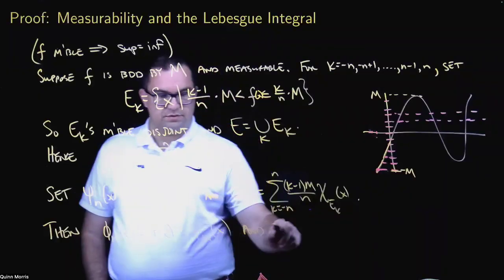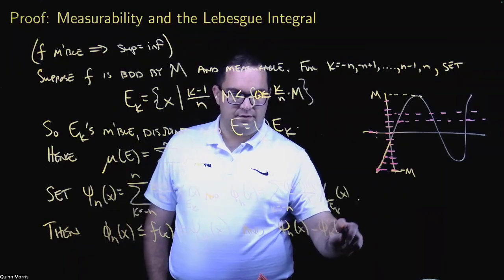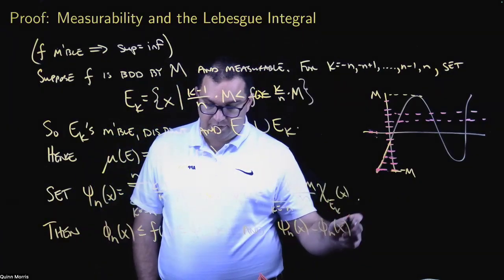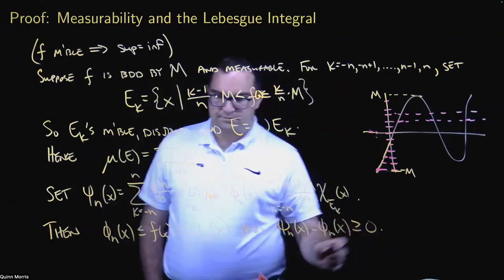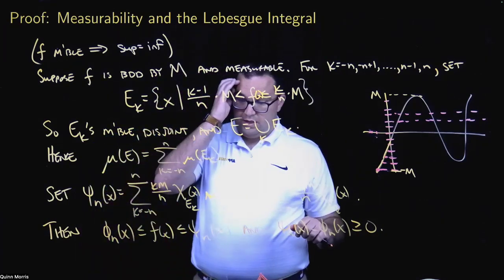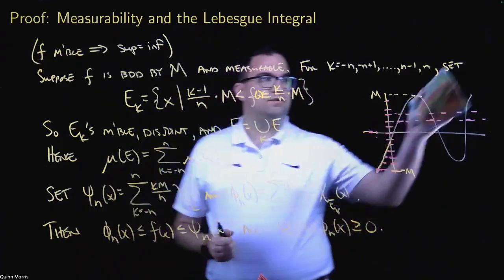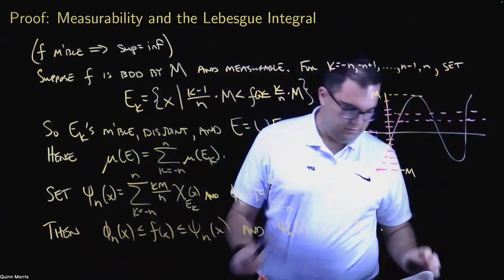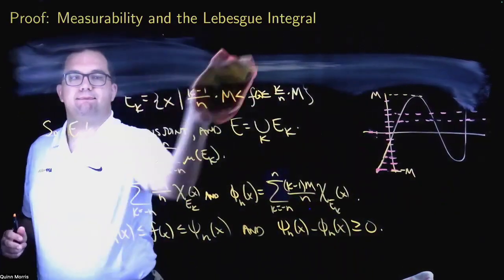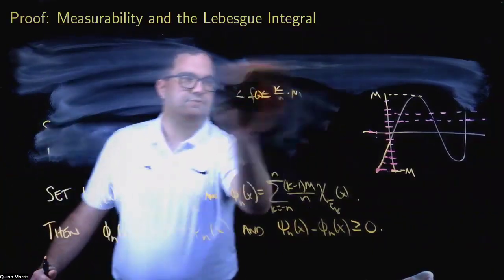And so it then follows that if I look at phi of n minus psi of n, that must, it has to be greater than or equal to 0. So, what can we say then? Well, give myself some more room here. Keep a little bit of this at the bottom because we'll keep using this.